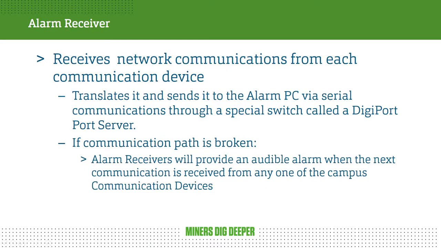The alarm receiver receives network communications from each communication device. So all those IP DACs out there, every building has it. It's on that 10.24 network, on that alarm network, and then it communicates directly to this receiver. It translates that information and sends it to the alarm PC via a serial communication through a special switch called the Digi port server.